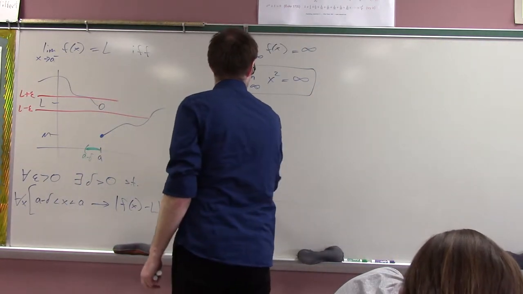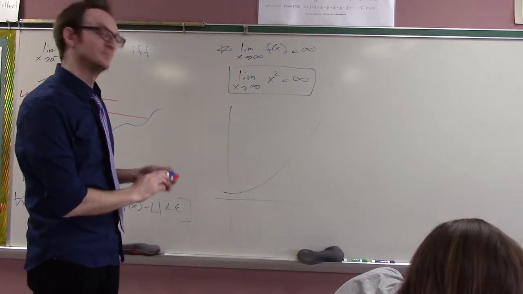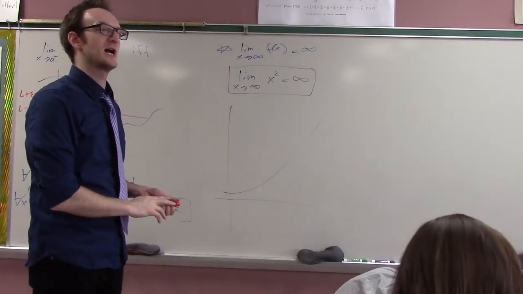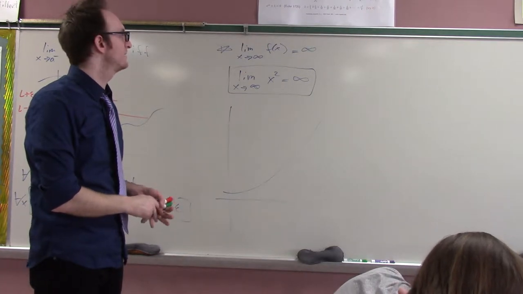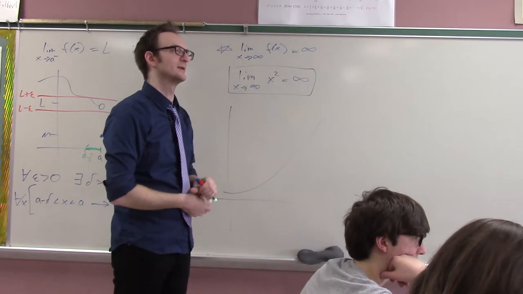Here's some function, and it's just getting bigger and bigger. So give me the formal definition. What's going on now? Someone play the game with me. What does it mean if you think that the limit as x approaches infinity of x squared is infinity? Do you agree with that statement?